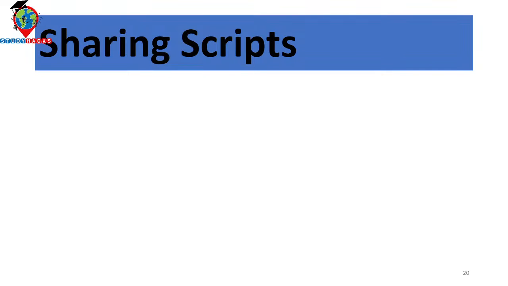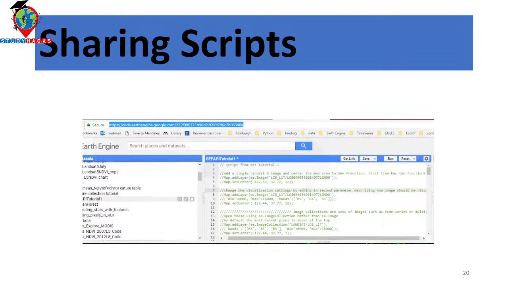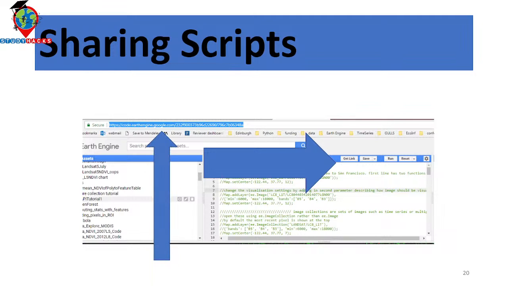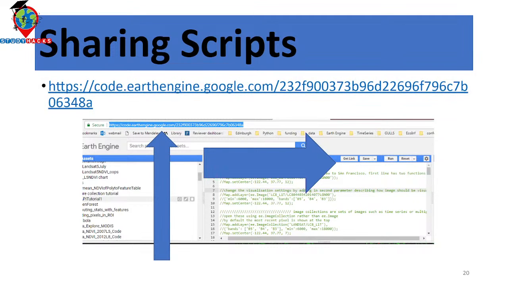So sharing script, we already discussed about the sharing script. So basically it's very easy. Click on the get link button and copy this link. Okay, then anyone can easily get your full code. When you send this link, anyone can easily access your code.